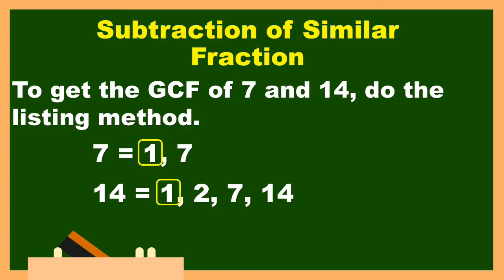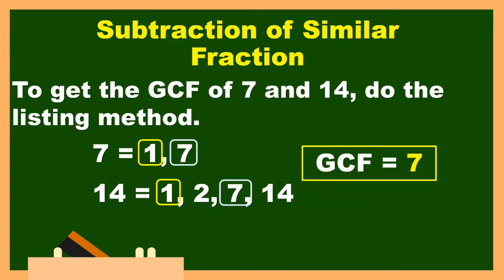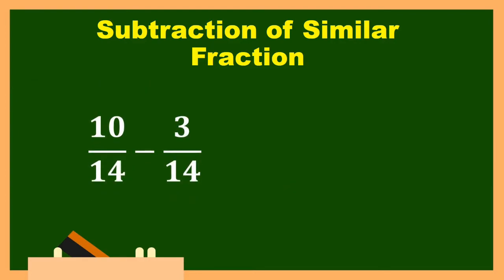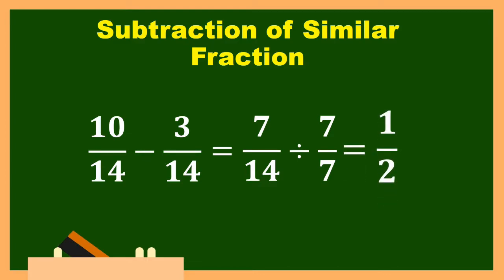Okay, we have 1. Another is 7. So, silang dalawa ang common factors ng 7 at 14. Pero kailangan nating kunin ang greatest common factor o yung pinakamataas na common factor. So, ang GCF ay 7. Pagkatapos kunin ang kanilang common factors, i-divide natin sila both numerator and denominator. So, 7 divided by 7 is equal to 1. And 14 divided by 7 is equal to 2. And 1/2 is the final answer.